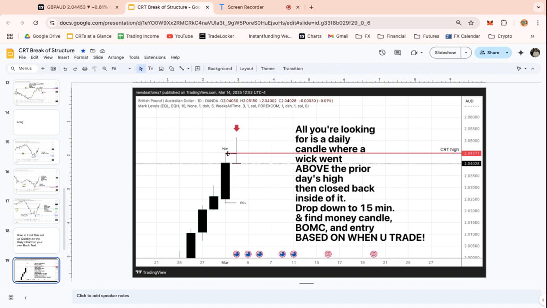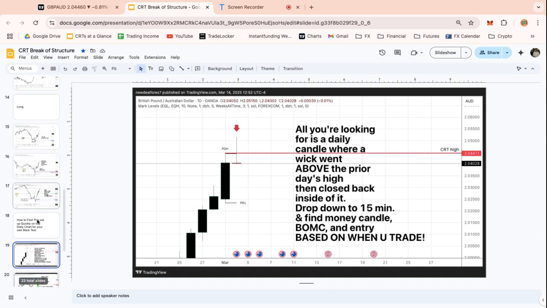Here you see the prior day high. You just put a little red line here, at the candle range high, because what you're looking for is a candle that goes above and closes back inside. This is how the candle looks when the day is over. Okay, this is your trading day right here.